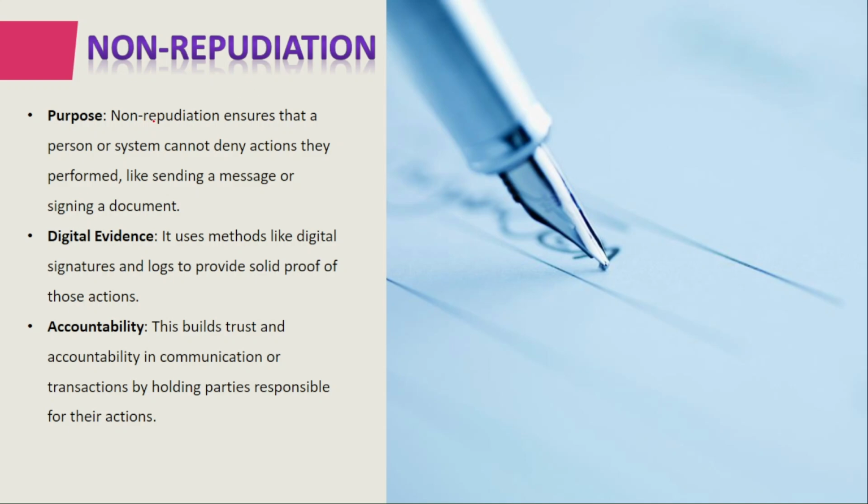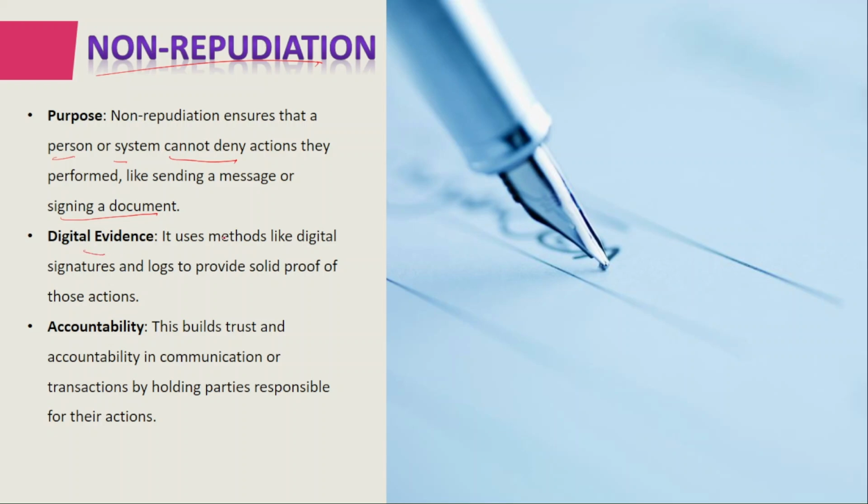Non-repudiation. So what is non-repudiation? The purpose of non-repudiation is that it ensures that a person or system cannot deny actions they perform, like sending a message or signing a document. What does this mean? That if someone sends you a message, he or she cannot later deny that they did not send the message. This is the purpose of non-repudiation.